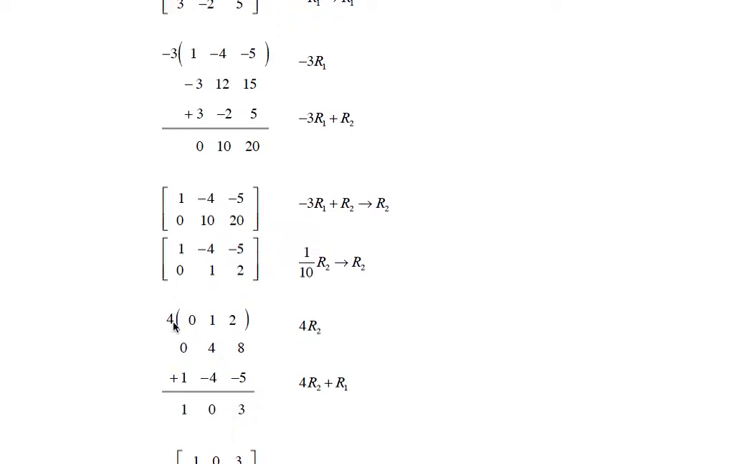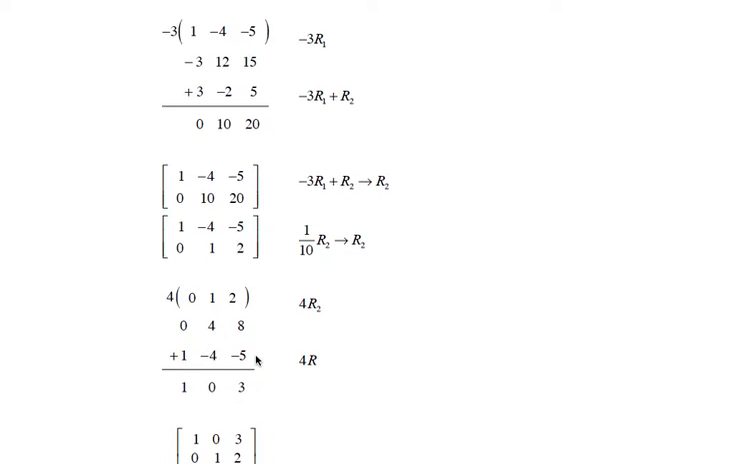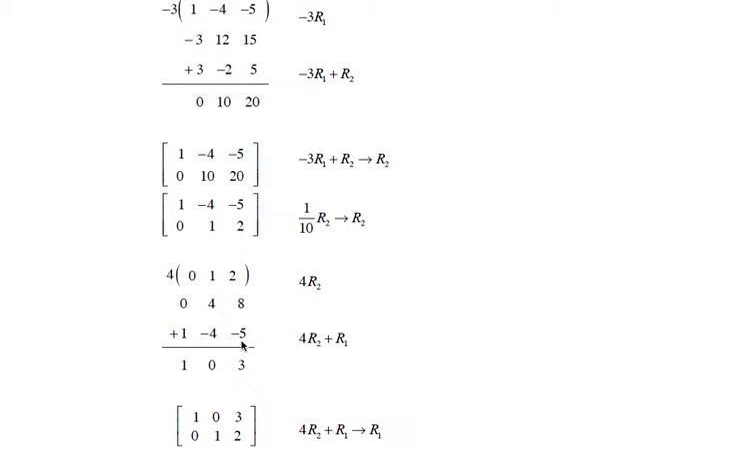So I multiply 4 times row 2, because what I'm going to do is add row 2 to row 1. So I multiply 4 times row 2, and so that's 4 times 1 is 4, 4 times 2 is 8. And so that 4 times row 2, I then add to my row 1, and 0 plus 1 is 1, and 4 plus negative 4 is 0, and 8 plus negative 5 is 3.